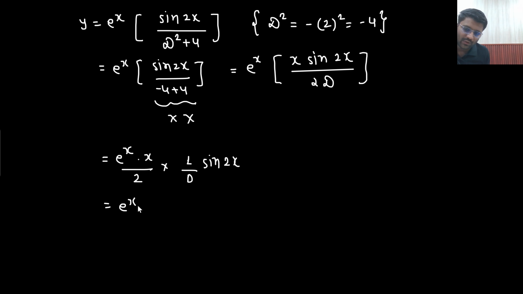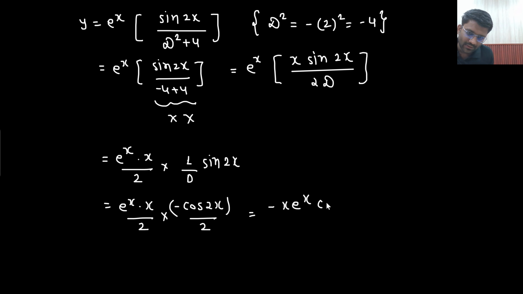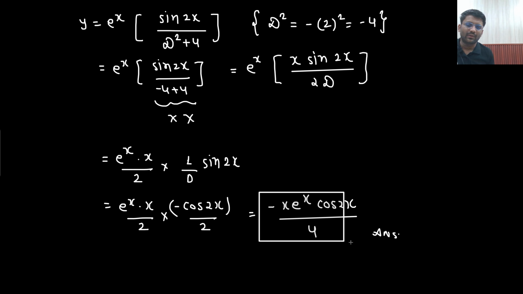So what answer will you be getting? e to the power x multiplied with x, divided with 2. What is the integration of a sinusoid? That will be a cosinusoid divided with 2. What answer are you getting? Minus x e to the power x cos 2x divided with 4. That's the answer that we are getting. This is our YPI.